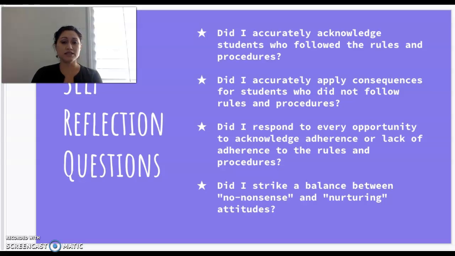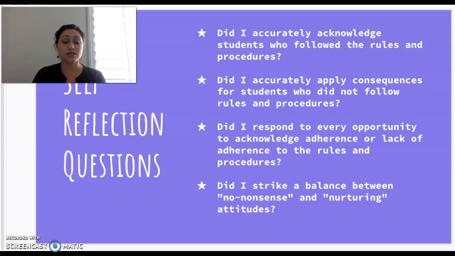And again, being consistent in those consequences, not just for students that are always kind of off task, but for everyone equally, right? And so you can reward students for good behavior by sending good notes home, giving them choices of different things that they can participate in. But again, being consistent from one student to the next.